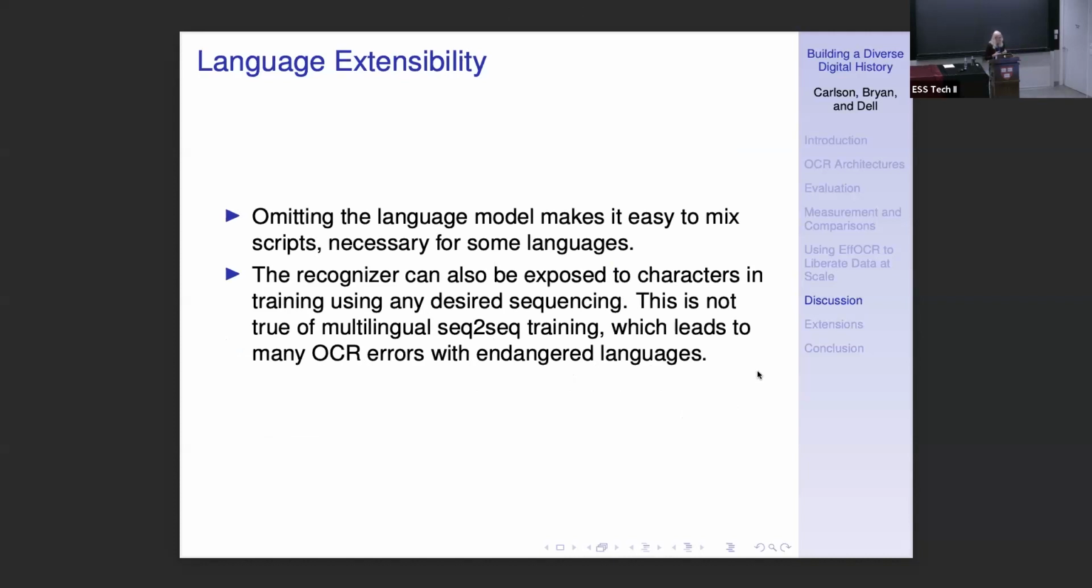Omitting the language model makes it easy to mix scripts, which is necessary for some endangered languages. And the recognizer can also be exposed to characters in training using any desired sequencing, which is not true of multilingual seq-to-seq training, which leads to many OCR errors with endangered languages.